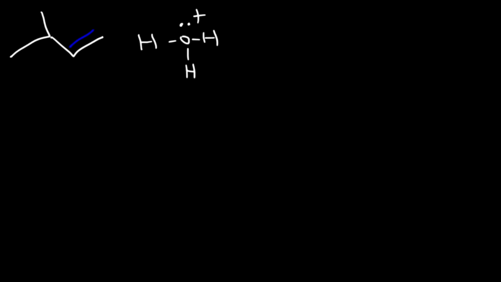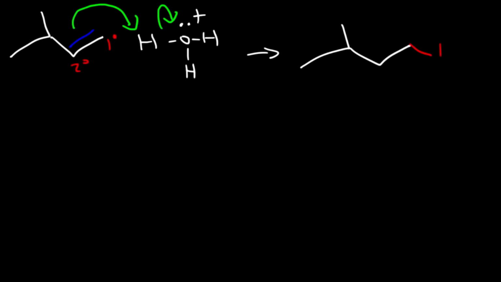So the first thing that's going to happen, the double bond is going to grab a hydrogen, expelling water. Now we're going to add the hydrogen on the less substituted carbon of the double bond. That is on a primary carbon. If we do that, we're going to get a secondary carbocation. Now the secondary carbocation is adjacent to a tertiary carbon, which means that a hydride shift will occur.